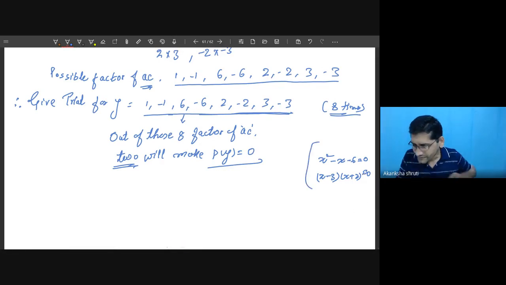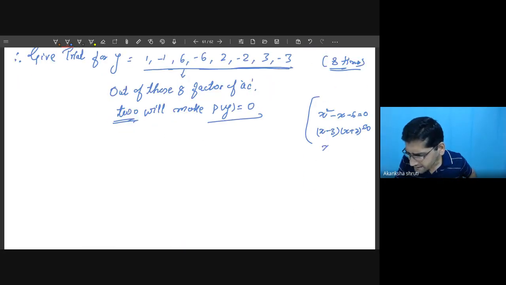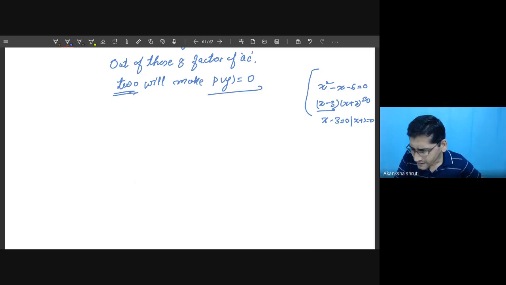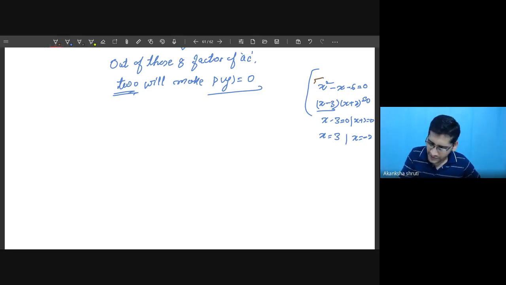Okay, student? Then we were equating this first equal to 0: x minus 3 is equal to 0. And the other one, x plus 2 is equal to 0. So two things we were getting. Here we were getting x equals 3, and from this side we were getting x equals minus 2. Okay, student? So this was the normal method of splitting the middle term.